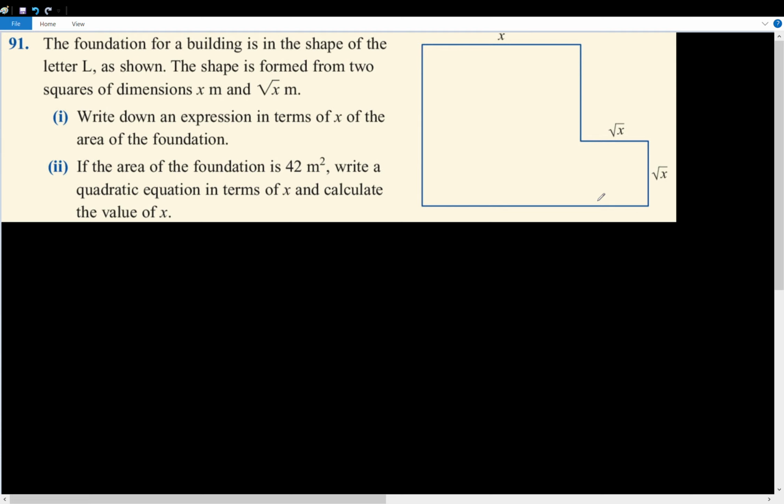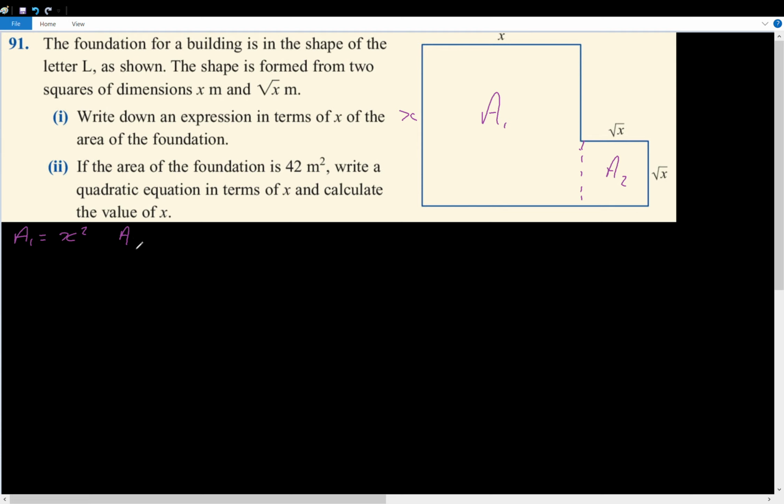Since it's made up of two squares, we can divide the two squares off like this, and we end up with area number 1 here and area number 2 here. The total area of the shape is going to be the sum of area 1 and area 2. The area of area 1 is going to be x times x, because it is a square, as we've been told in the question. So this side is also of length x. So the area of area 1 is x squared.